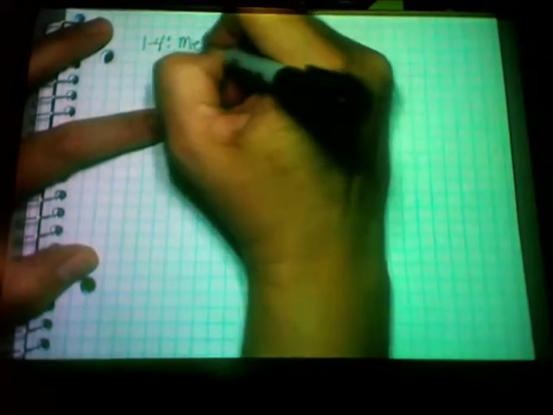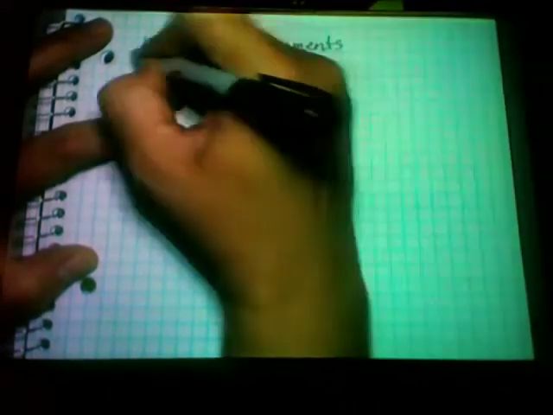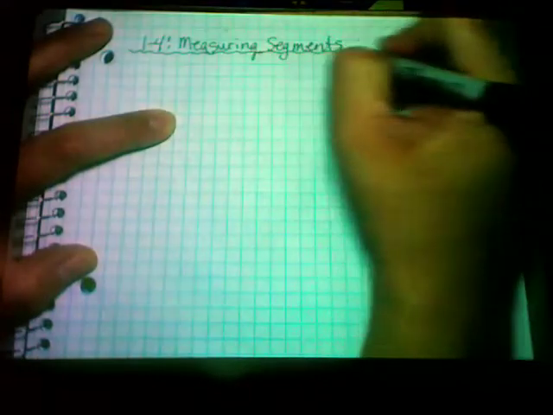Here we go. So today we're going to learn 1-4, measuring segments. Your very first postulate, so your very first flashcard, if you happen to have looked at them, is called the Ruler Postulate. You need to learn it.